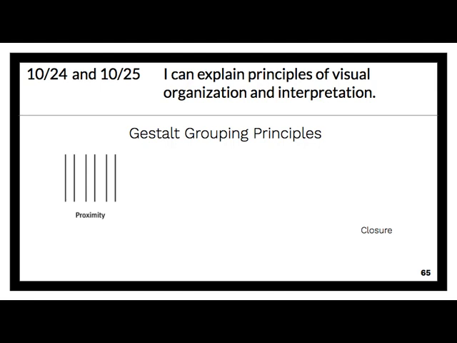The next one, I think, is similarity. It is. Okay, so similarity, do we view these in columns or rows? Yeah, our brain organizes it by a column of triangles, a column of circles, and a column of triangles because we're grouping things based on how similar they are.